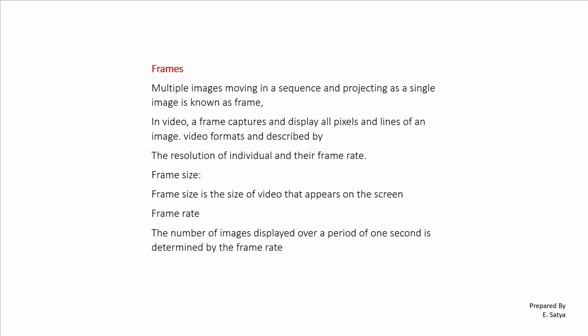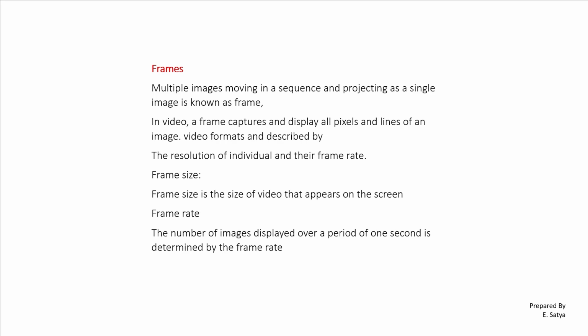Suppose in any movie, generally a combination of different sequences is one movie. One sequence means a combination of scenes. One scene means a combination of shots. So the moving images, multiple images moving in a sequence and projecting as a single image, is known as a frame.